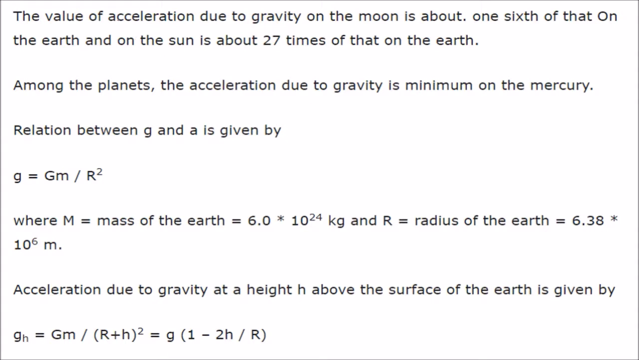This value of acceleration due to gravity on the moon is 1/6 of the g of the earth. And if you talk about the sun, it is 27 times g on the earth. If you talk about the planets, we know the acceleration due to gravity is minimum on Mercury. There is a relationship between gravity and acceleration.